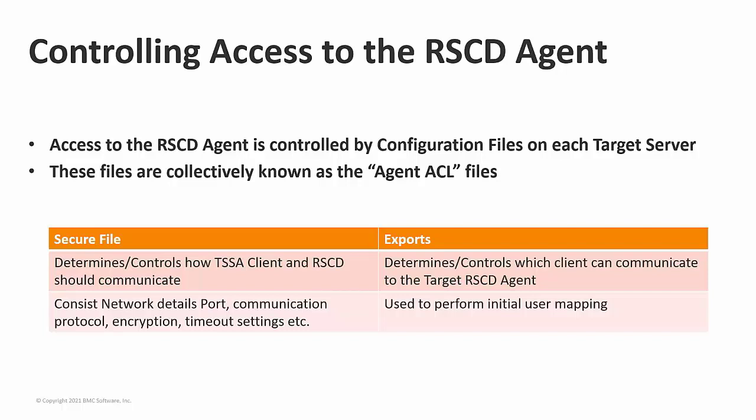First is the secure file. This file holds the network related configuration, like on which port the RSCD agent will be listening, what the communication protocol is, encryption, timeout, and other network related values required while communicating. Any update to this file should be done via the secadmin utility to avoid any manual or typo errors.